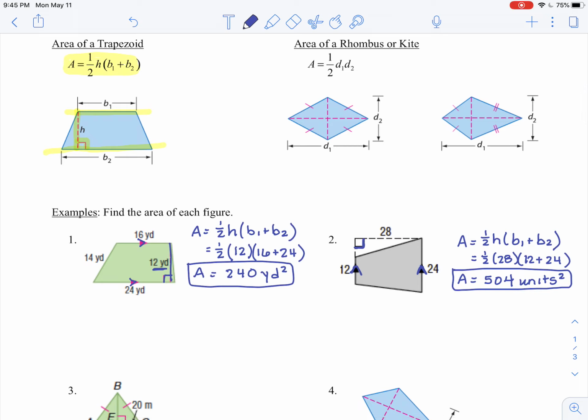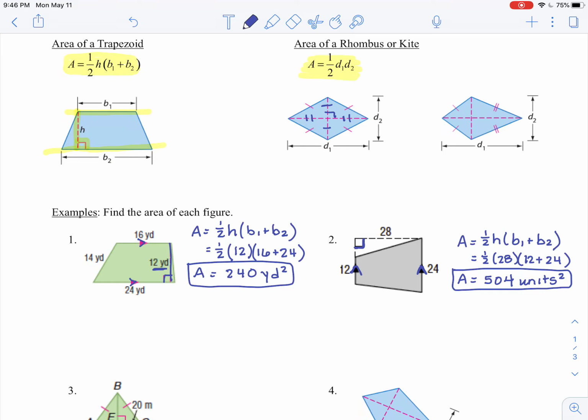The other two shapes for today, rhombi and kites, share a formula for area. The formula for the area of a rhombus or a kite is 1/2 times D1 times D2, and that means diagonal 1 times diagonal 2. Remember that a rhombus has 4 sides that are the same, and diagonals that are perpendicular. The diagonals bisect each other, but they are not congruent.